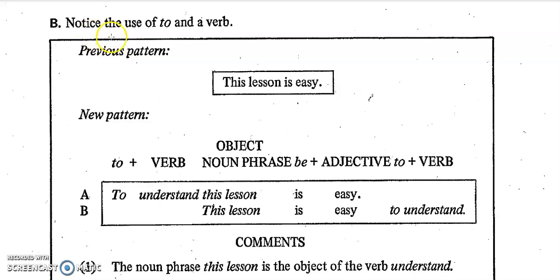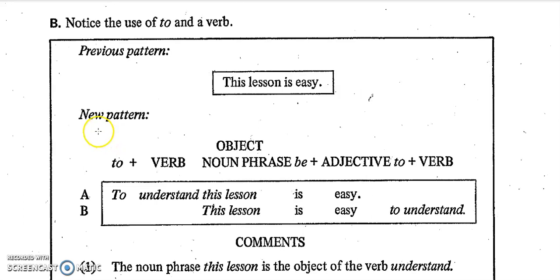Still on the discussion of to infinitives, here on B, notice the use of to and a verb. The previous pattern we have learned about this construction, for example, this lesson is easy, where this lesson is a subject, and then is the auxiliary verb or the to be, and then followed by the adjective easy. This is a basic type of sentence in English.